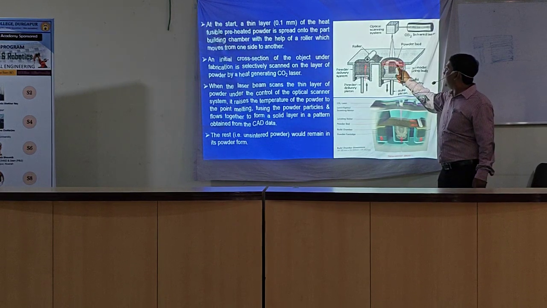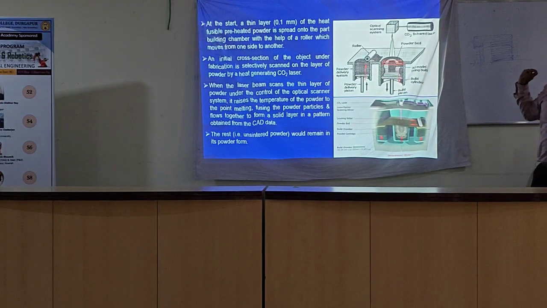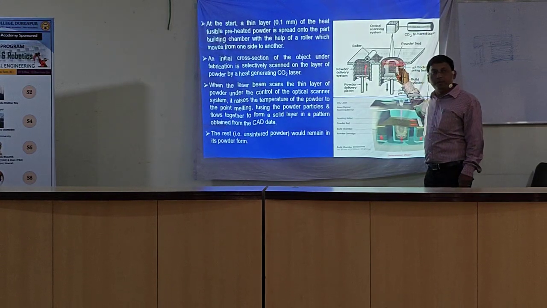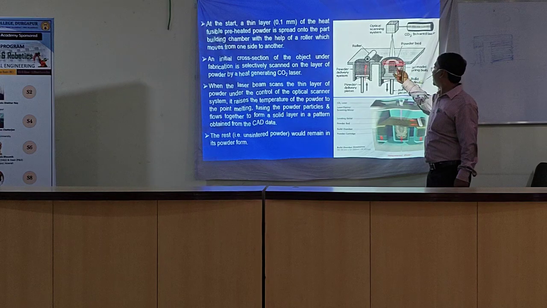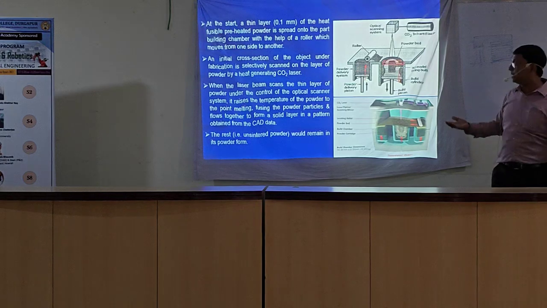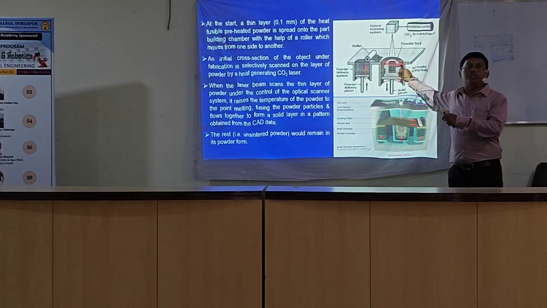Overhang portion, there is no need to support structure. In case of SLA, stereolithography apparatus, below this overhang portion there is liquid, so you need the support structure. But here it is a powder. Powder having sufficient strength to provide the support of this overhang portion once it's sintered.